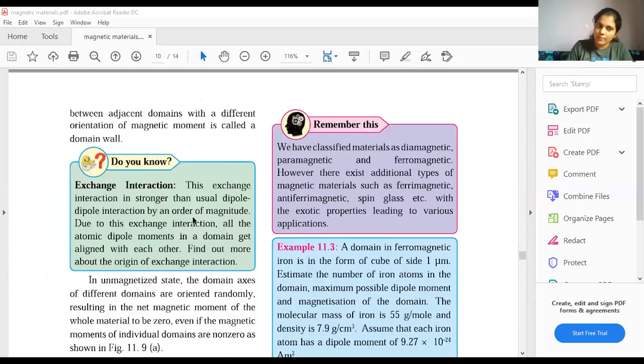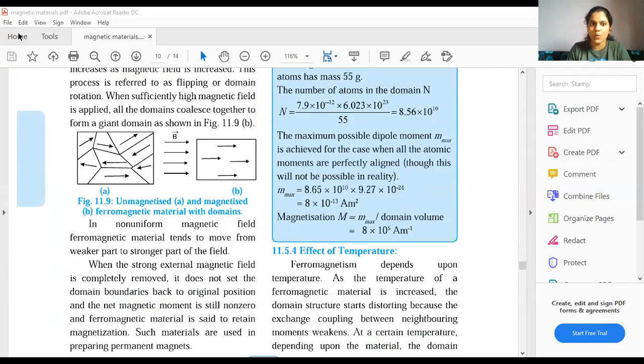But in a ferromagnetic material, if you observe this diagram, students, in a ferromagnetic material also, the dipole moments are in random direction. And when we keep it in an external magnetic field, all the dipole moments are aligned in the same direction as that of the external magnetic field. So we can say that the material is magnetized. We have studied about magnetization and magnetic intensity.